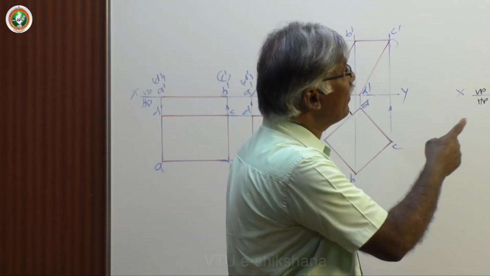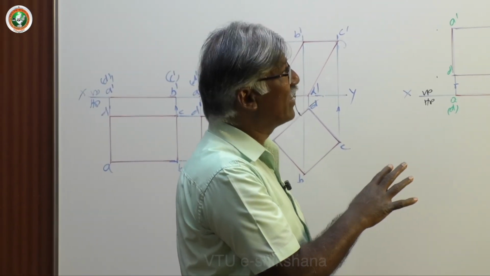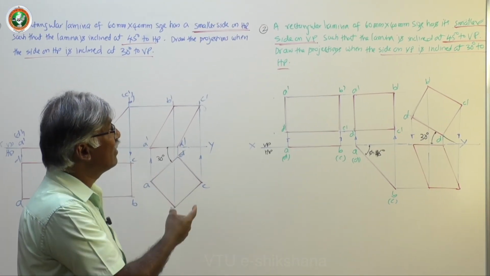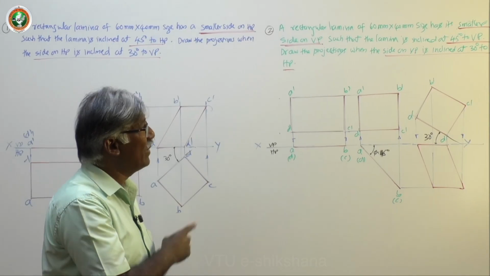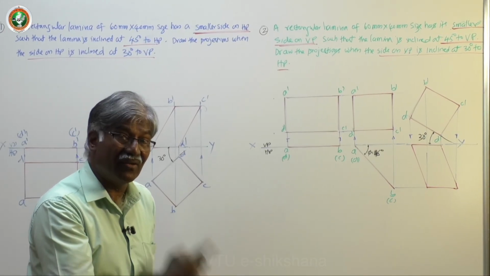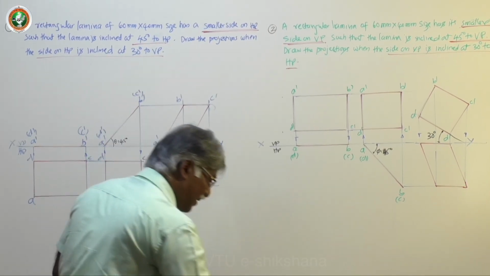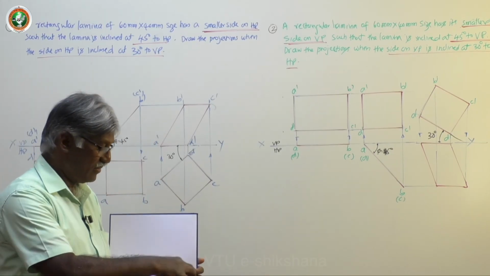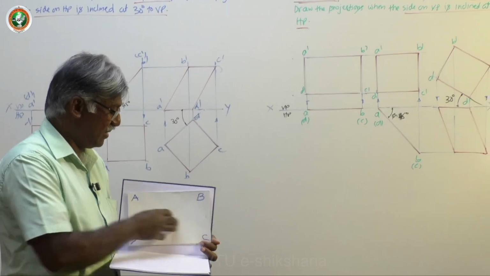A rectangular lamina of 60 mm by 40 mm, the same size I have taken, has its smaller side on VP. Instead of HP, I have given it on VP, such that the lamina is inclined at 45 degrees to VP. So, here is the second problem and the corresponding explanation. Here is the front view.